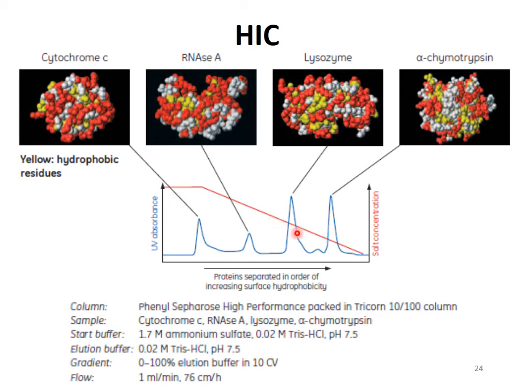and as the salt concentration is decreased further, the more hydrophobic proteins are going to be eluted from the column. In this manner, the proteins could be separated on the basis of their hydrophobic character. The proteins with low hydrophobicity are going to be eluted first, and proteins with higher hydrophobicity will be eluted later.